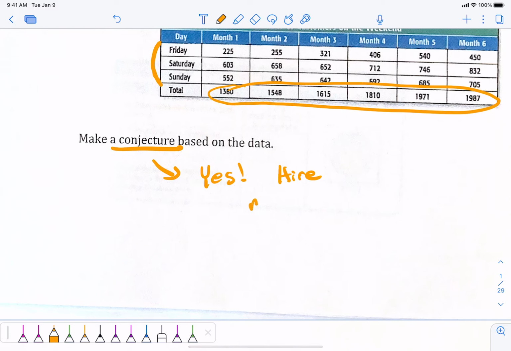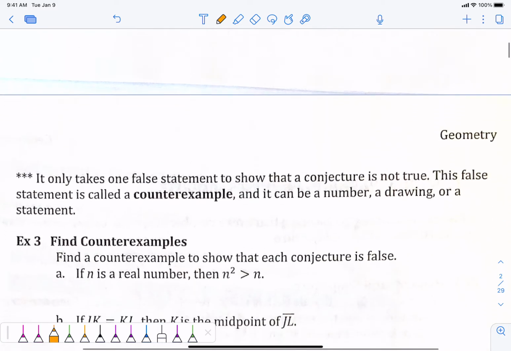I feel like these are easy patterns to figure out, just decision-making things. Okay, good. Yes, hire more people, just looking at the trend over time, right? Okay, happy with that? Okay, go to the backside.